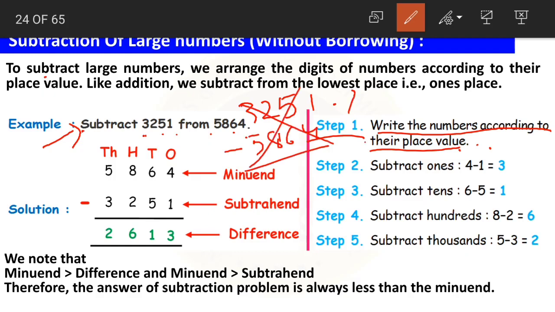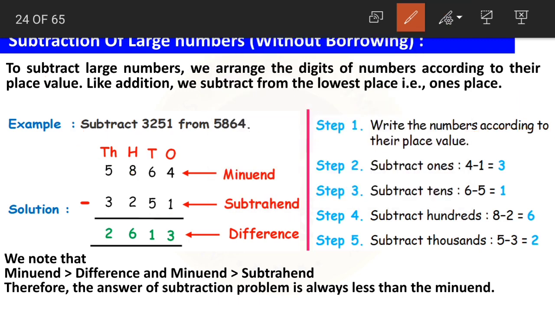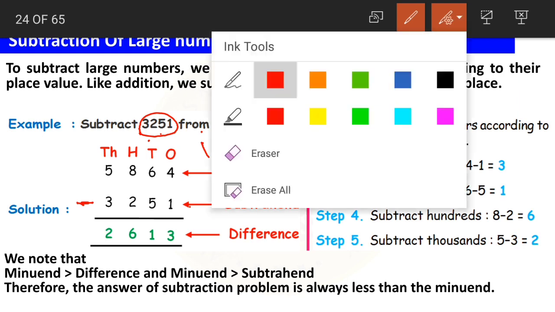No. Here 5,864 is the larger number. It should be written first. And 3,251 is the smaller number. It should be written second. We are subtracting 3,000 from 5,000. So, the subtraction sign should be to the left of 3,251. What is our first step?